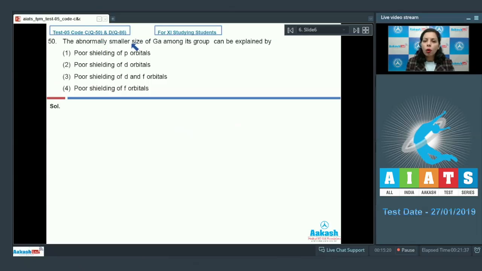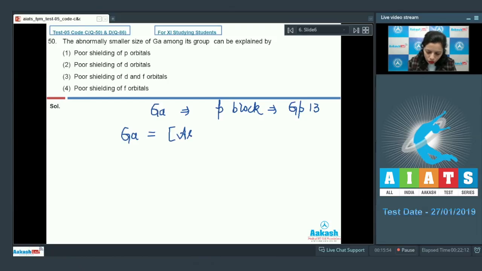Question number 50. The abnormally smaller size of gallium among its group can be explained by. If we talk about gallium, this is an element of the p block and it belongs to group 13. Now, what's its electronic configuration? If you look at that, you will identify that its electronic configuration is 3d10, 4s2, 4p1. In this case, you can clearly see that there is the shielding of d electrons. The abnormally smaller size of gallium among its group can be explained by the presence of these 3d electrons, and they are creating poor shielding.